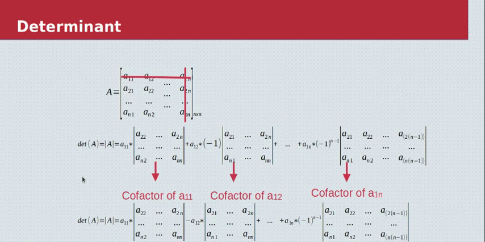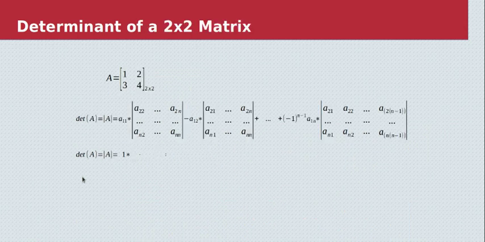So next step we will find the determinant of a 2 by 2 matrix. Here is the 2 by 2 matrix and its determinant will be the element 1 into its cofactor value 4 and second element 2, its sign is minus, so 2 into its cofactor value 3. So here our matrix is a 2 by 2 matrix, so lower dimension, so the cofactor will be a single element. If the dimension of the matrix increases, the cofactor will become the matrix of the corresponding size. So here the determinant of this 2 by 2 matrix is minus 2.